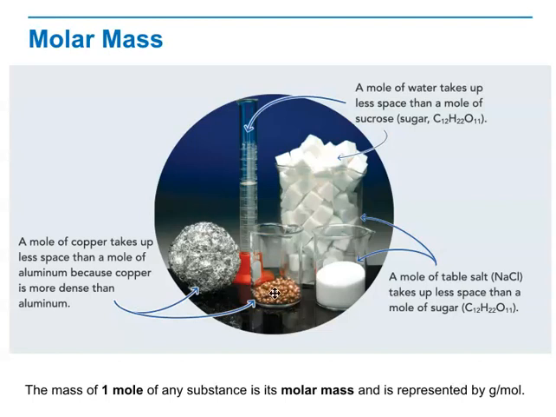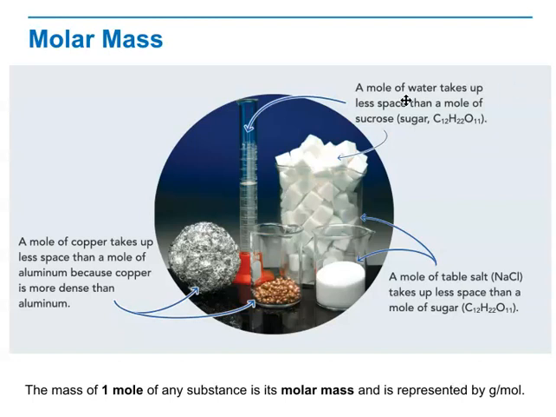If we look at copper and aluminum, a mole of copper takes up less space than a mole of aluminum because our copper particles are more dense, so they're more packed in than the aluminum. If you compare our two white substances, our sugar and our sodium chloride, a mole of table salt, which has 2 atoms, takes up less space than a mole of sugar, which has many more atoms. We also have a mole of water, which is a liquid, and I believe it's about 18 grams. This takes up less space than a mole of sugar for the same reason. It has 3 atoms, whereas sugar has a lot.